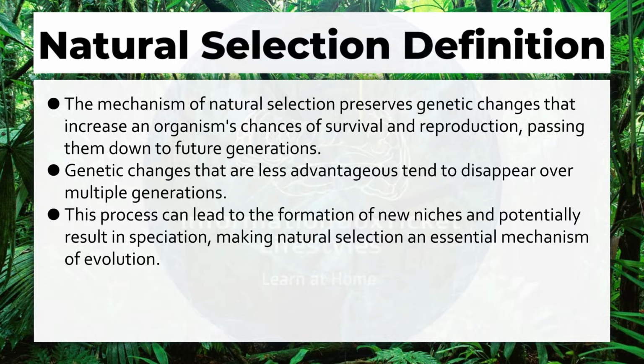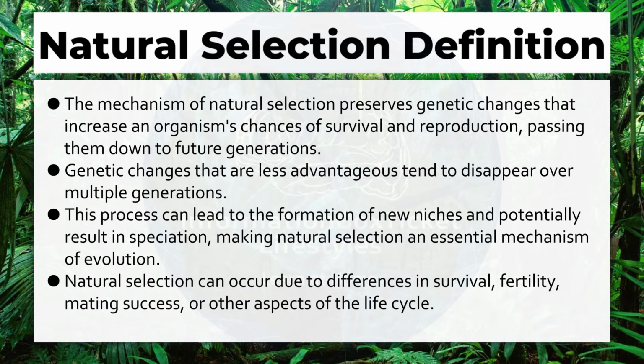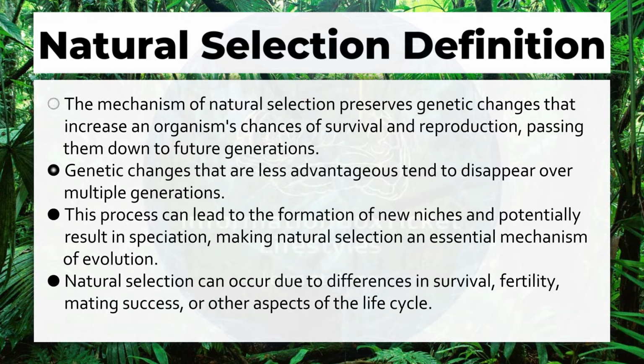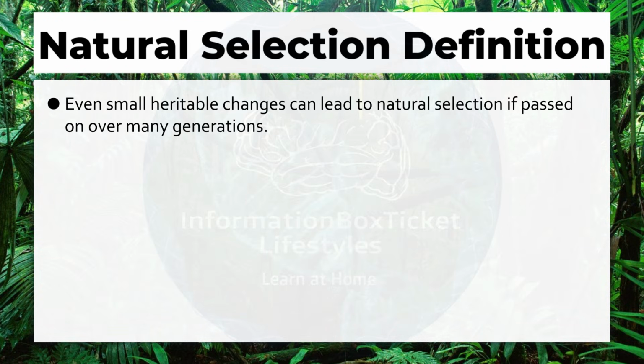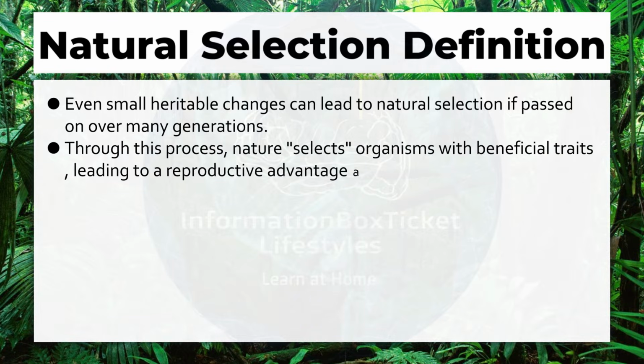mechanism of evolution. Natural selection can occur due to differences in survival, fertility, mating success, or other aspects of the life cycle. Even small heritable changes can lead to natural selection if passed on over many generations. Through this process, nature selects organisms with beneficial traits, leading to a reproductive advantage and evolutionary change.